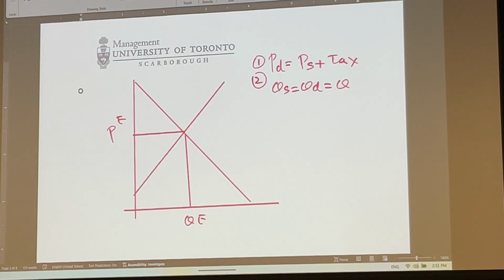And graphically, the equilibrium will tilt to the left of the competitive one. That will be the price the consumer pays. And that will be the price the producer gets. And this would be the tax. Right? Make sense? That's an equilibrium. Let's put a star there. That's an equilibrium.